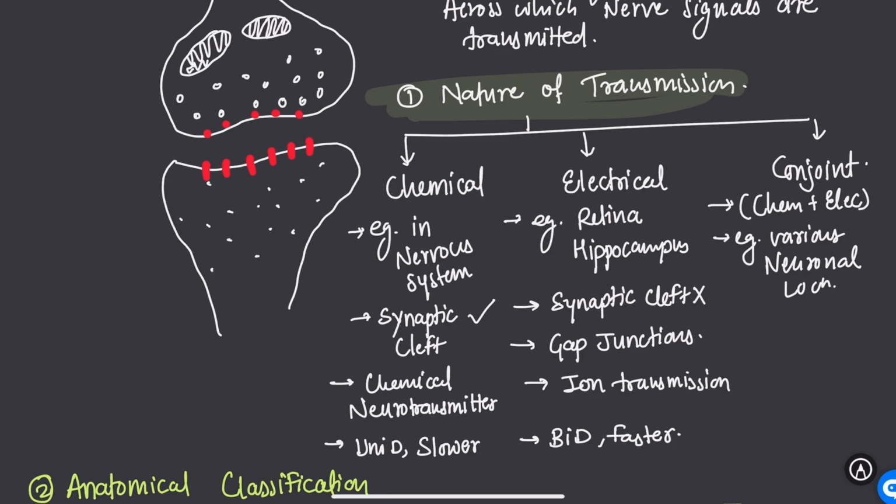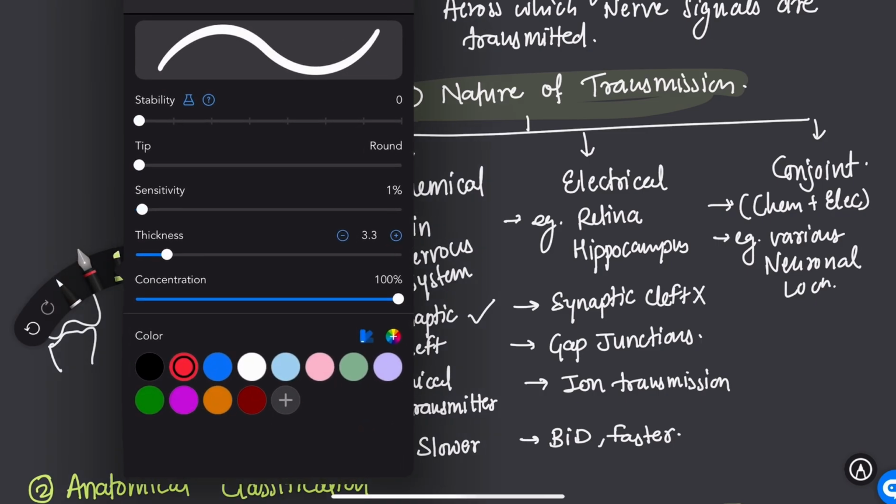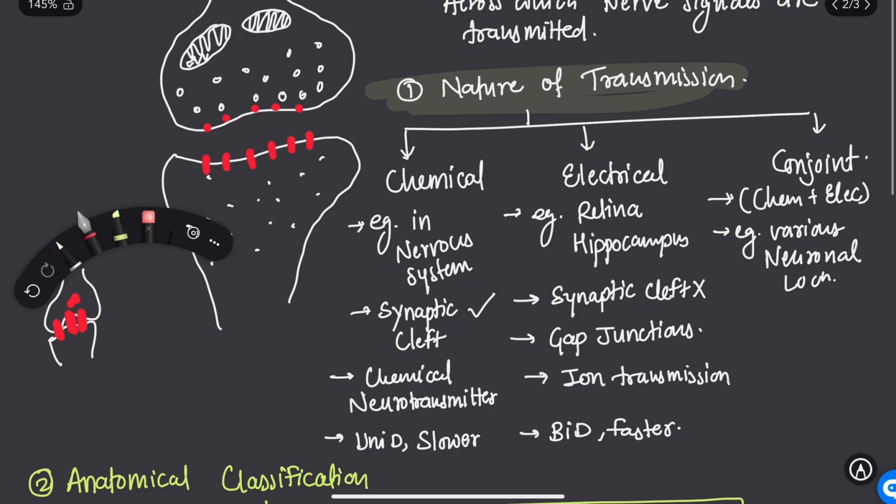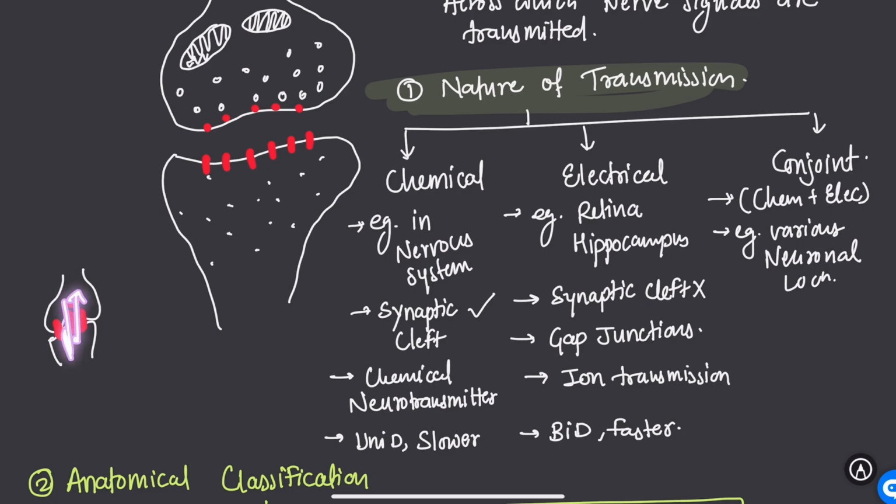synapse is bidirectional and it is faster. These are bidirectional and faster, and there is transmission of ions. Okay, now the next type is the conjoined synapse.